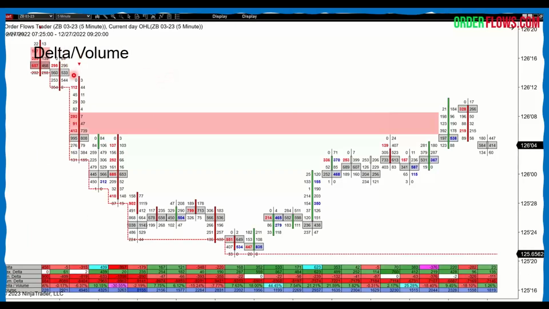Okay, so this is bonds. We're selling off, making new lows, making new lows. You're looking for a sign of potential that this market is finally going to move away from this low.